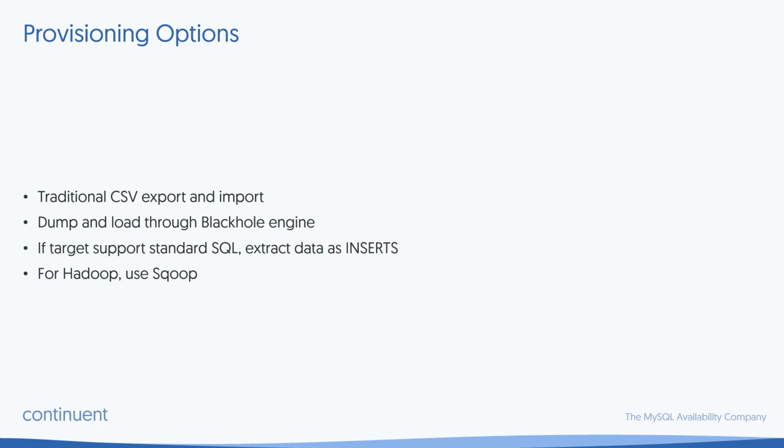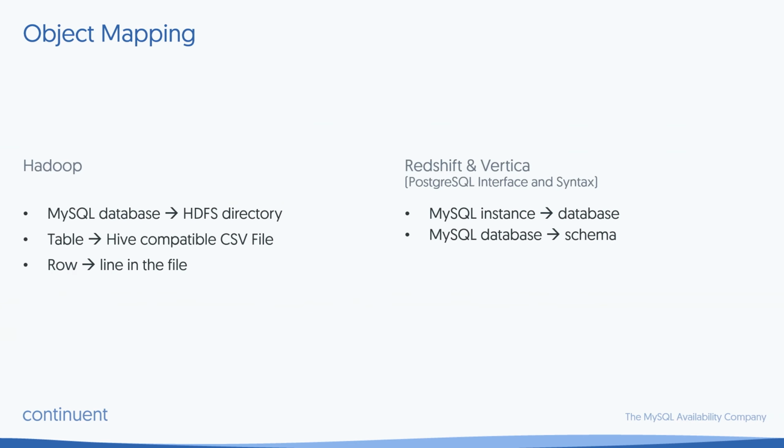If the target supports standard SQL insert statements, etc., you could extract the data from your source MySQL as insert statements and then run that against your target database. Or for Hadoop, you could use the Sqoop utilities. How do the objects map? A MySQL database in Hadoop becomes an HDFS directory. A table is a Hive-compatible CSV file. And then a row is a line in that Hive-compatible CSV file.